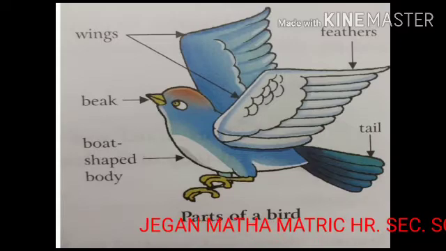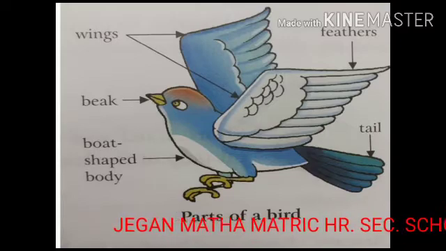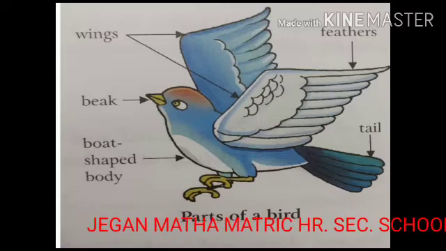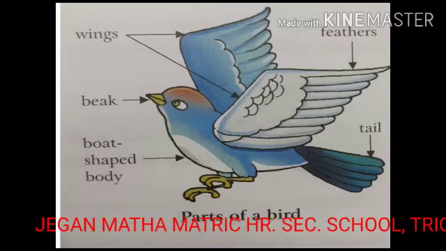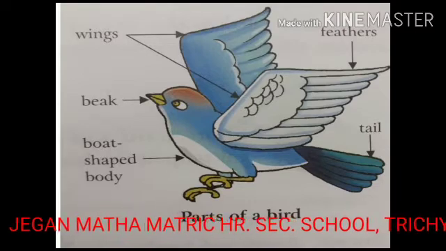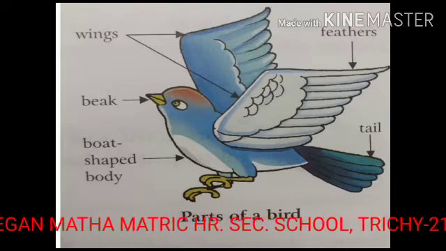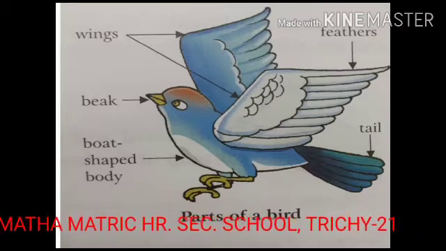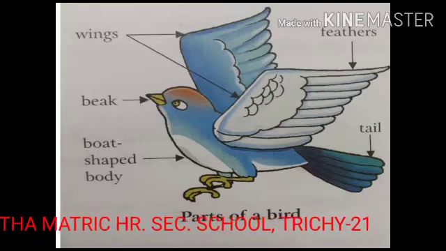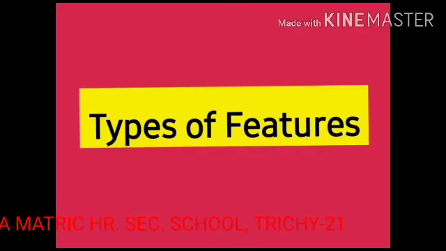Besides birds, which other animal has a boat-shaped body? Other than birds, fish have a boat-shaped body which helps the fish to swim easily in water, like the birds have feathers to fly in the air easily. Next, we are going to learn about types of feathers.